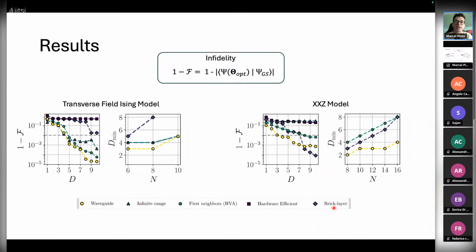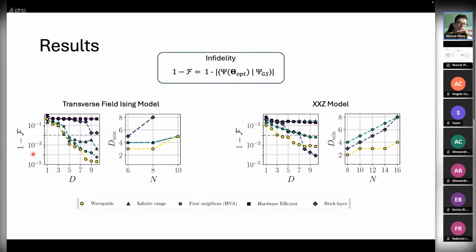To compare this bunch of models, they use this metric of the infidelity, which is basically 1 minus the overlap of the optimal state that the optimizer gives you with the actual ground state of the system, which can be computed numerically. And then if you look here on the left, you have the transverse field Ising model, and here you have the XXZ model. For the transverse field Ising model, let's start with this.